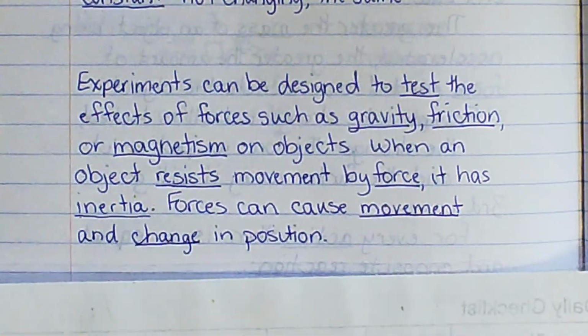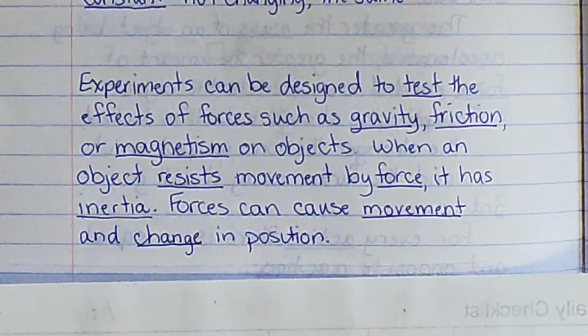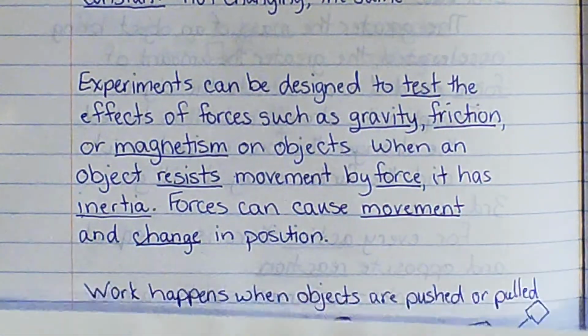So experiments can be designed to test the effects of forces such as gravity, friction, or magnetism on objects. When an object resists movement by force, it has inertia. Forces can cause movement and change in position.